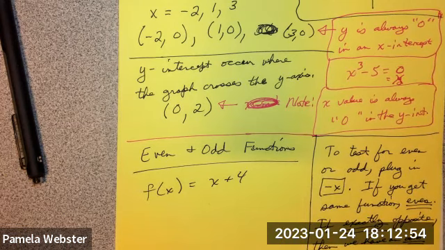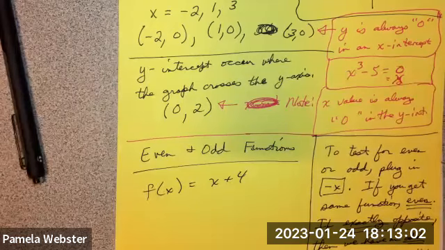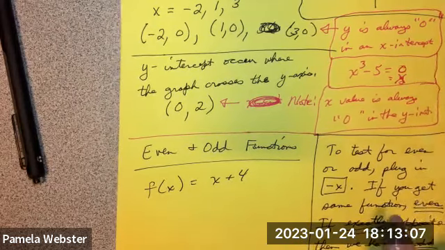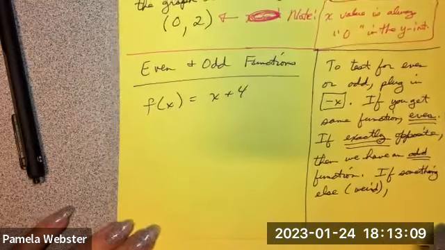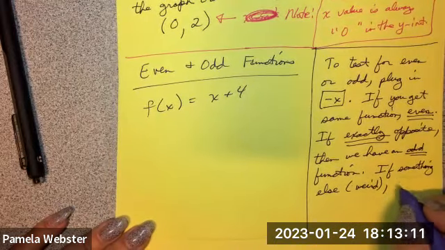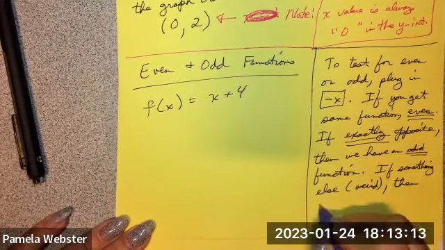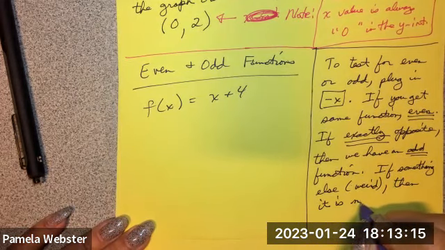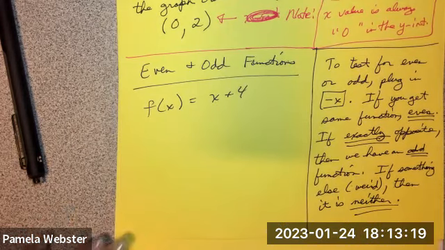And if it's something else, I like to say those are the weird ones, but actually they happen more than you would think. If it's something else, something weird, then it is neither. So you get 3 choices here.